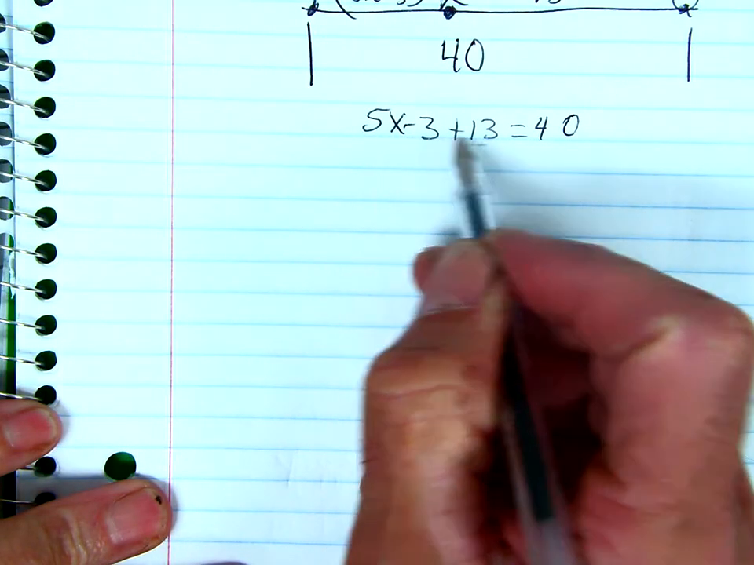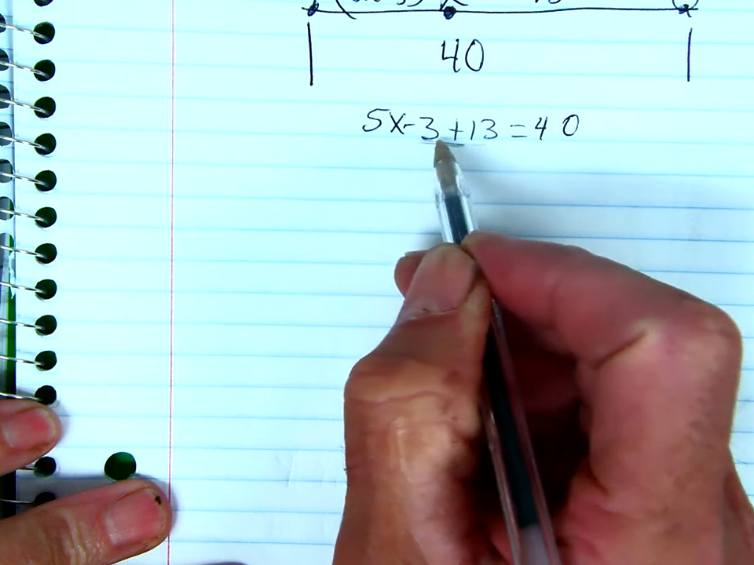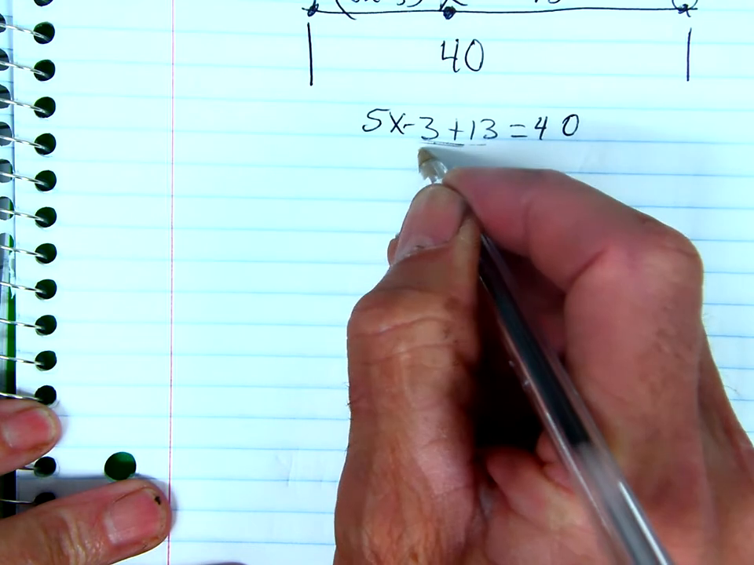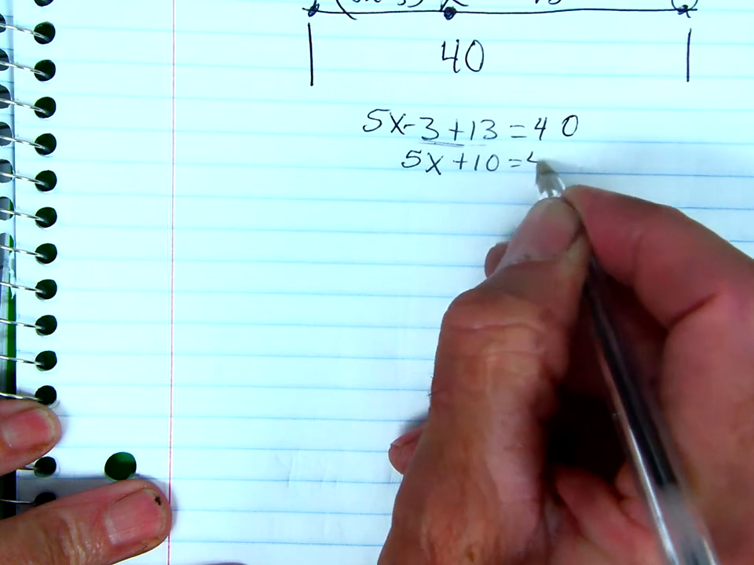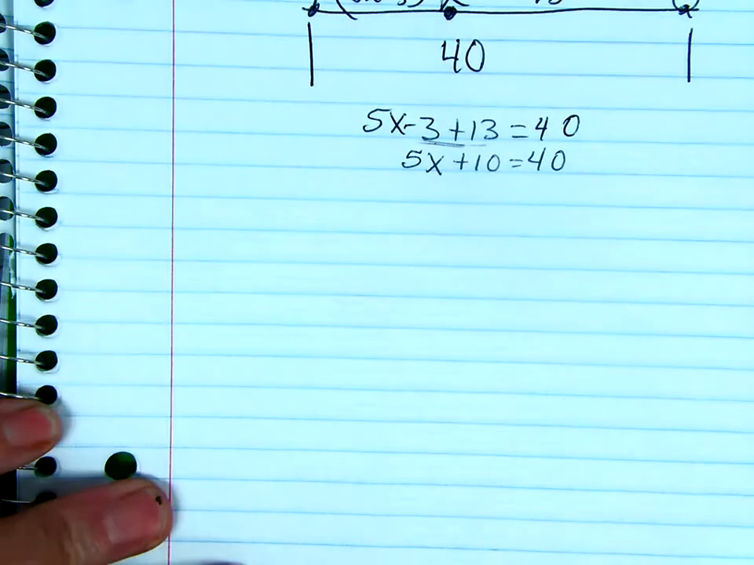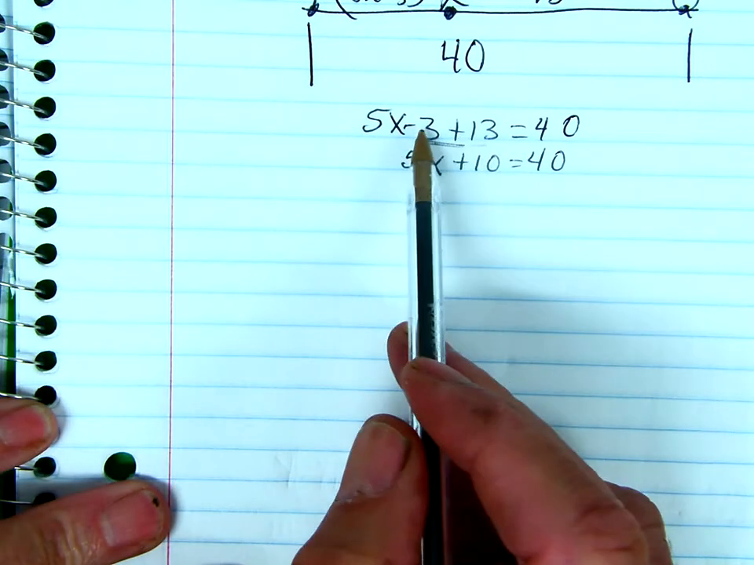There's some math that can be done on the left-hand side. Negative 3 plus 13 is 10. So 5x plus 10 equals 40. Wait, you put the 13 take away 3? Yes.